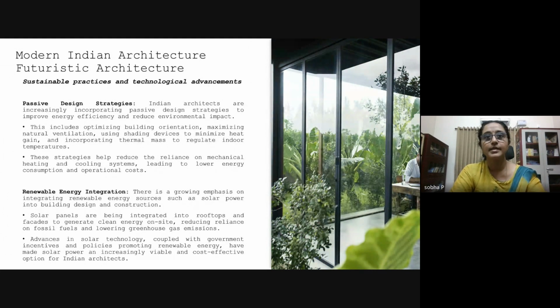So for these advances in solar technology, we do need support from the government, incentives and policies, to promote renewable energy. That has made solar power an increasingly viable as well as cost effective option for Indian architects.